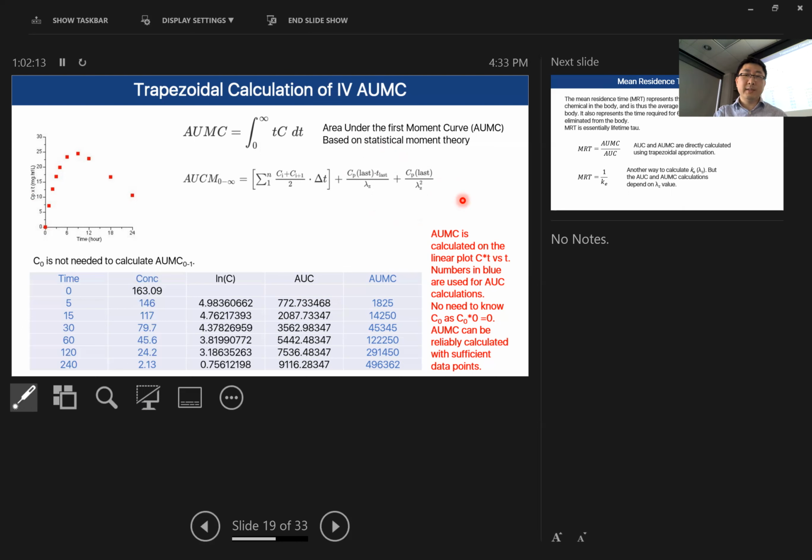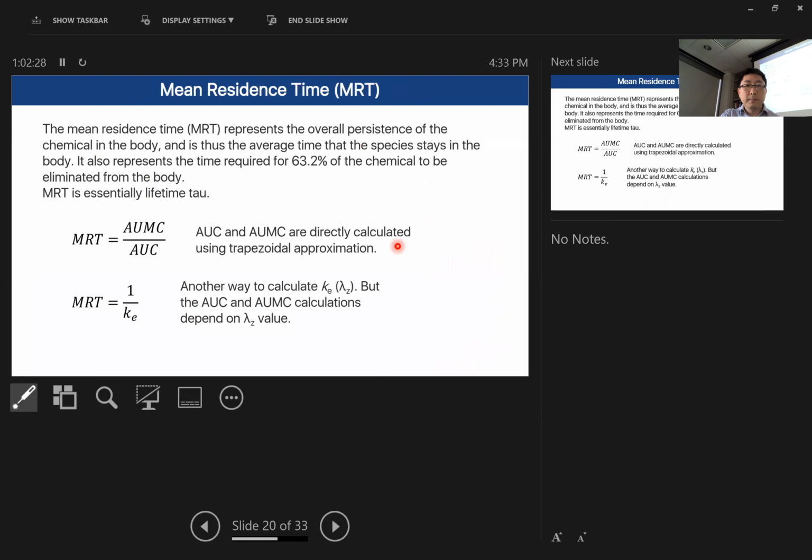Exactly how they derive this, I don't know. But in Excel, you can easily calculate AUMC following all these equations. Okay. Yeah, I think we are getting through most of this.